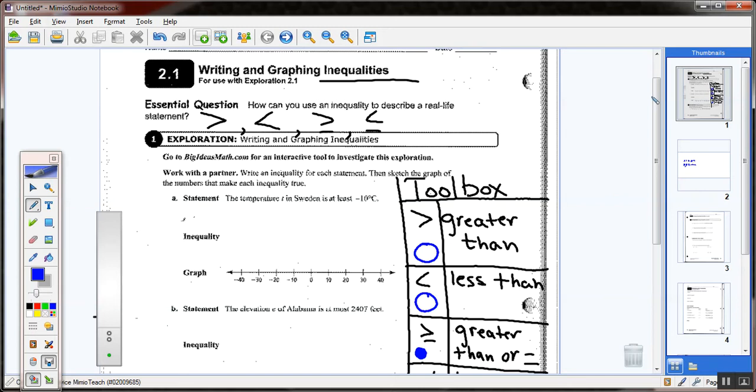Negative 10 Celsius. Okay, I'm going to underline a phrase right here. It's "at least." It doesn't say greater than, doesn't say less than, doesn't say greater than or equal to, it doesn't say less than or equal to. What does "at least" mean? If I use the phrase "at least" in something, what does that mean in terms of inequalities? It'd be greater than or equal to.